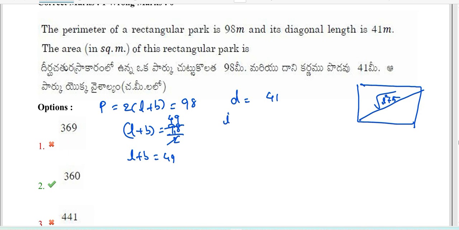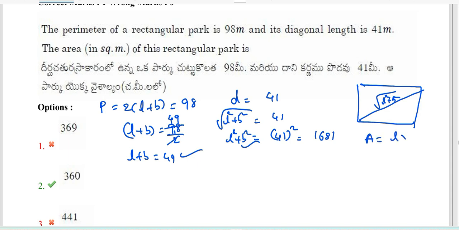అంటే అండర్ రూట్ ఆఫ్ L స్క్వేర్ ప్లస్ B స్క్వేర్ ఈక్వల్స్ టు 41. ఫ్రమ్ దిస్ అండ్ అప్లైయింగ్ స్క్వేరింగ్ ఆన్ బోత్ సైడ్స్, సో L స్క్వేర్ ప్లస్ B స్క్వేర్ ఈక్వల్ టు 41 స్క్వేర్. సో 41 స్క్వేర్ అంటే మనకి ఎంత వస్తుంది? 1681 వస్తుంది. సో మనకి L ప్లస్ B తెలుసు, L స్క్వేర్ ప్లస్ B స్క్వేర్ తెలుసు. మనకు కనుక్కోవాల్సింది ఏంటి? ఏరియా. ఏరియా అంటే L ఇంటూ B కనుక్కోవాలి.